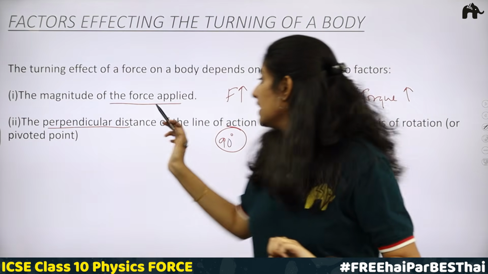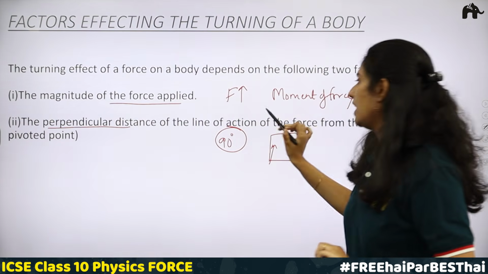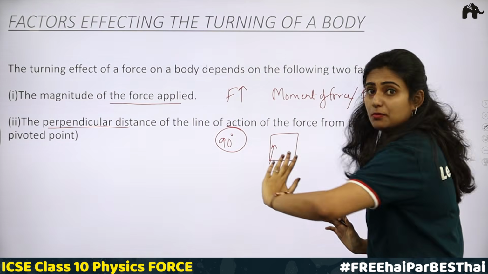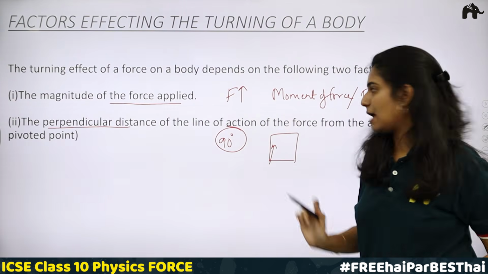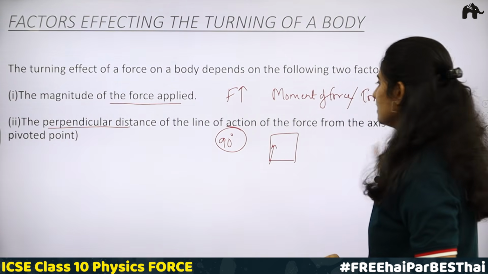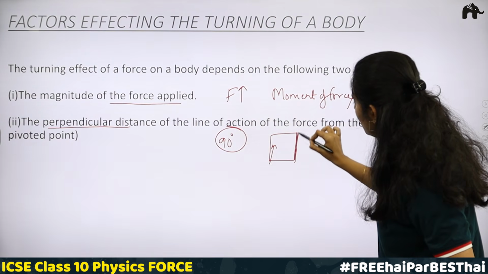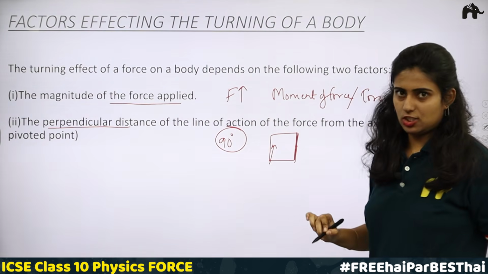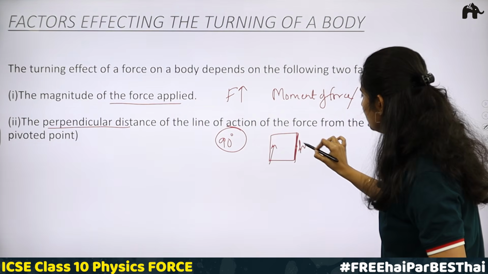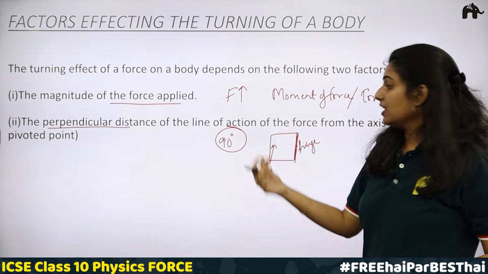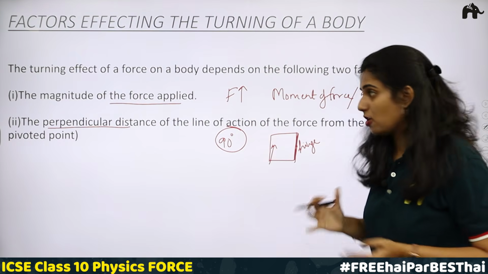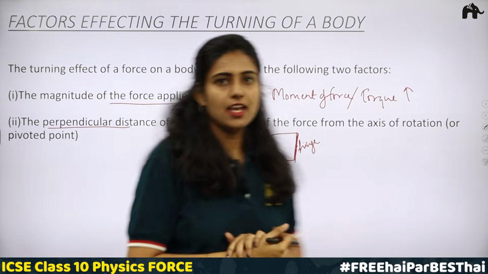So this is the perpendicular distance of the line of action. The line of action is my hand, how the force is applied, from the axis of rotation. If this is the pivoted point, this is the axis of rotation, or that is the hinge of a door. When this distance is maximum, the torque or the turning effect also increases.